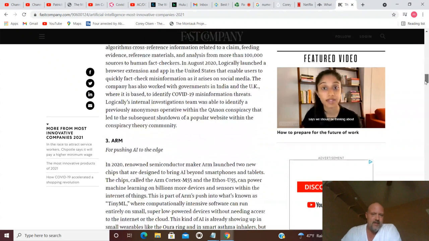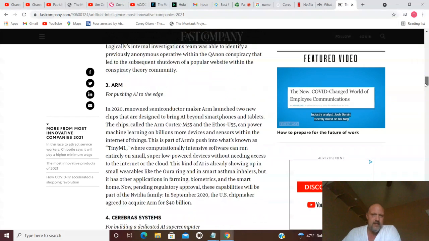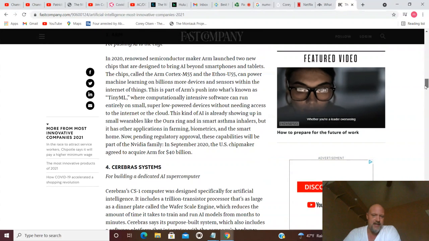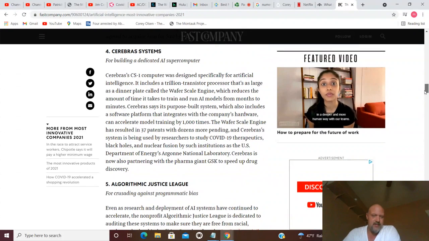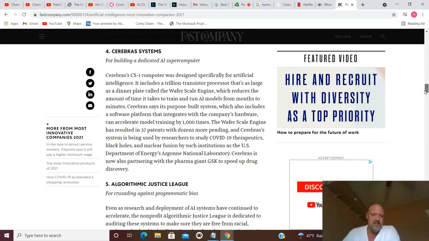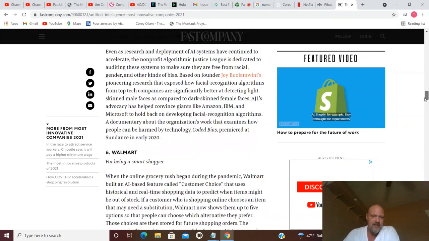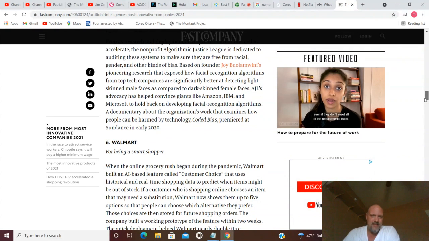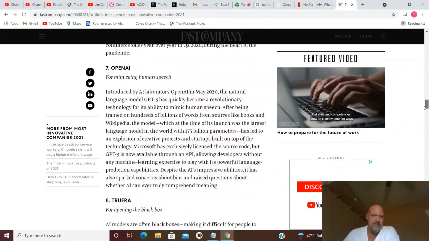ARM, for pushing AI to the edge. Cerebrus Systems, for building a dedicated AI supercomputer. So, number 5, Algorithmic Justice League, for crusading against programmatic bias. Walmart, for being a smart shopper. All right. OpenAI, for mimicking human speech. That's good.